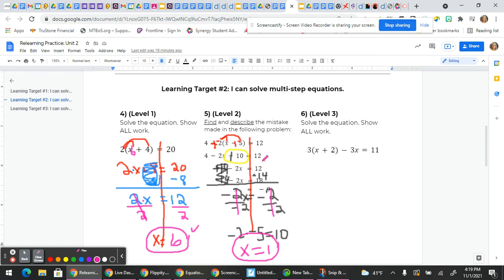So the best thing that you could do here, again, I'll circle it in orange, is you would circle the problem. You would describe it. It should be a plus 10. And right here, because a negative 2 times a negative 5 is a plus 10.